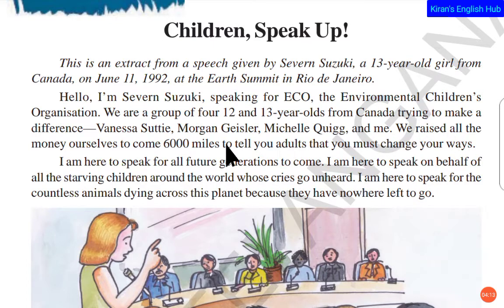"We raised all the money ourselves to come 6,000 miles to tell you adults that you must change your ways." So there is a summit going on in Rio de Janeiro, where these four children from Canada came to speak on the importance of the environment. They raised money by themselves for the expenses of coming there. So this girl has something important to say and to speak to us.